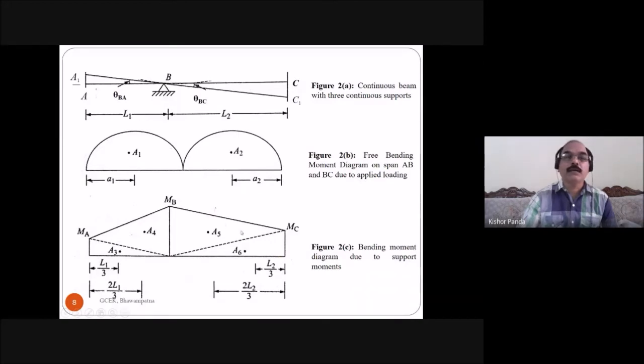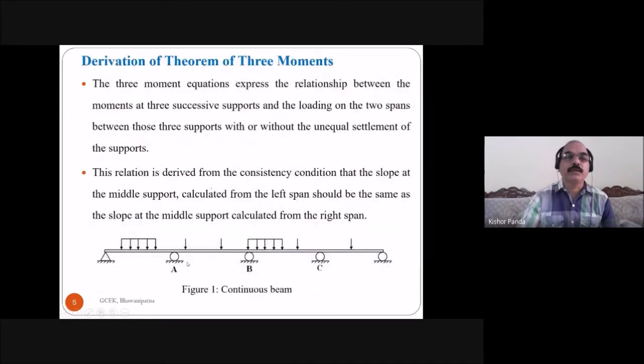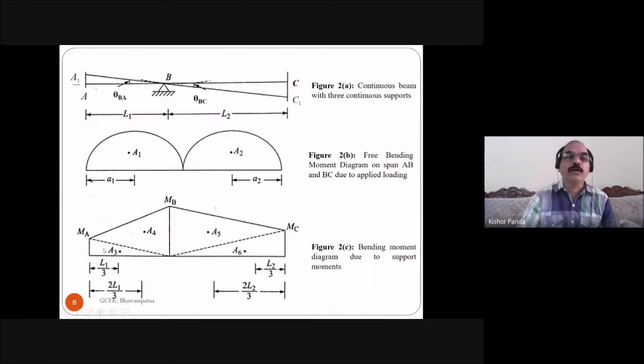Then you have to draw the bending moment diagram due to support moments. The moment at A is MA, at B is MB, and at C is MC. At the three supports there are three moments, MA, MB, MC, but you don't know the ordinates of these moments. You take a trapezoidal shape, and this is the bending moment diagram due to support moments.